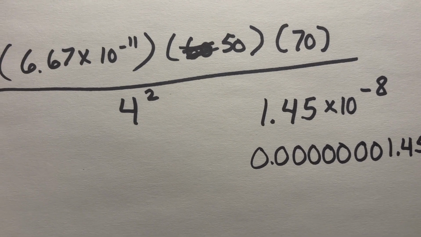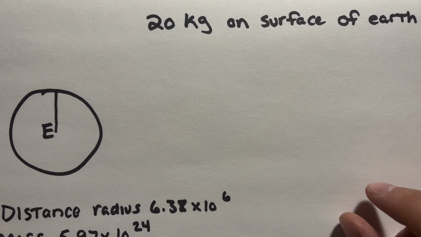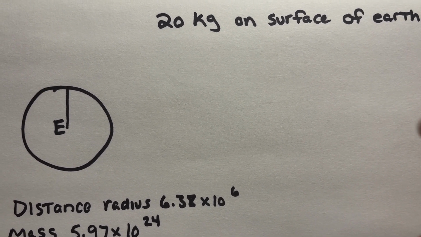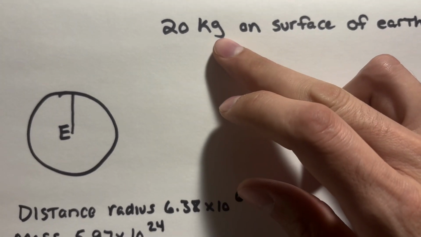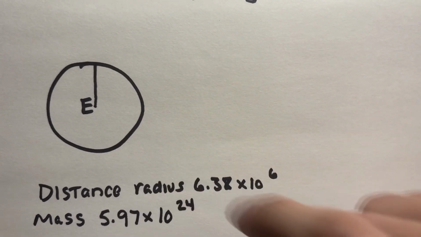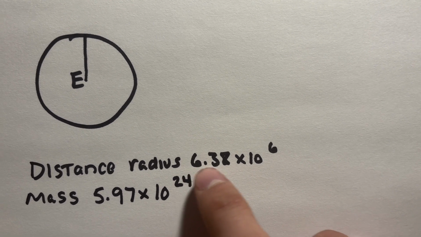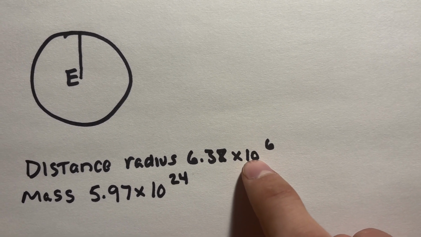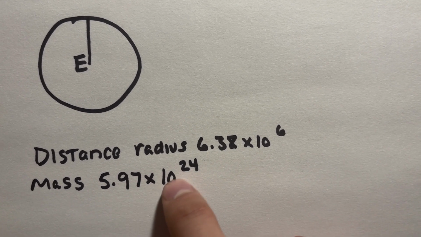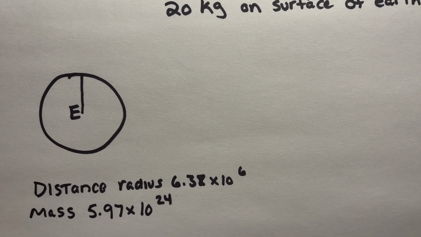We're going to figure out an object that's 20 kilograms on the surface of the earth. How many newtons of force is there between this object, object 1, the 20 kilogram, could be a stone block, and the earth? The radius of the earth is 6.38 times 10 to the 6th power, and the mass is 5.97 times 10 to the 24th power. And so we got those, and we'll plug that in.